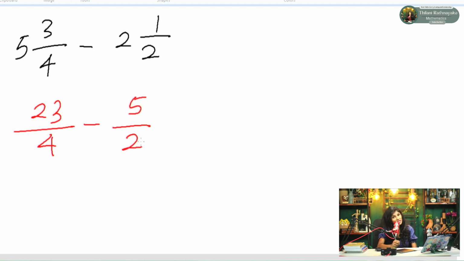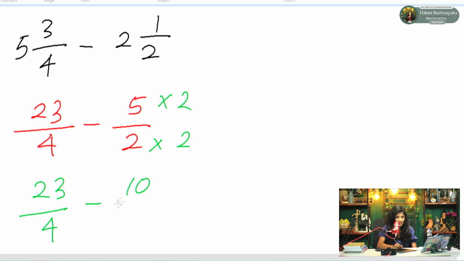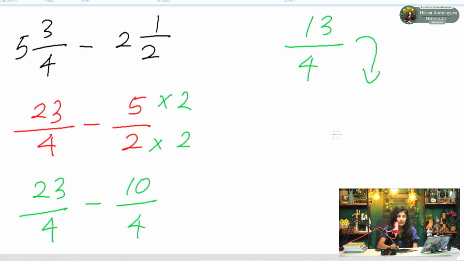Now, do we have a common denominator? No. So I have to multiply the right hand side by 2 to take a common denominator. Here I have 23 over 4 and here I have 10 over 4. So 23 minus 10 means, yes, that is 13. 13 over 4. Now the answer is an improper fraction. So can I keep this one as my last answer? No, I have to convert this one into a mixed number. So denominator is the same, that is 4. For 13, how many 4s are there? 3. 1 is remaining. That's it.